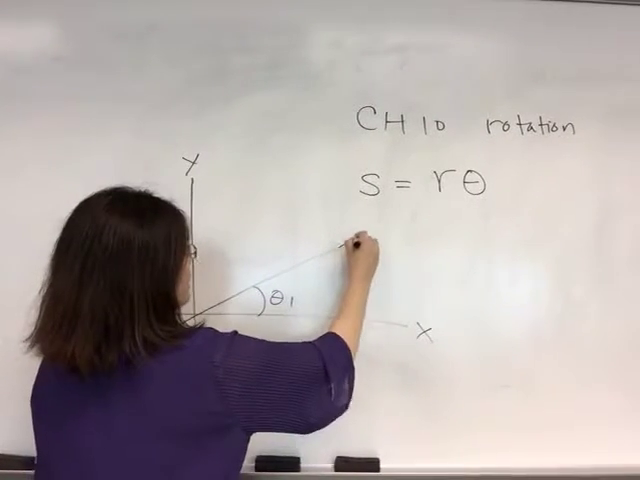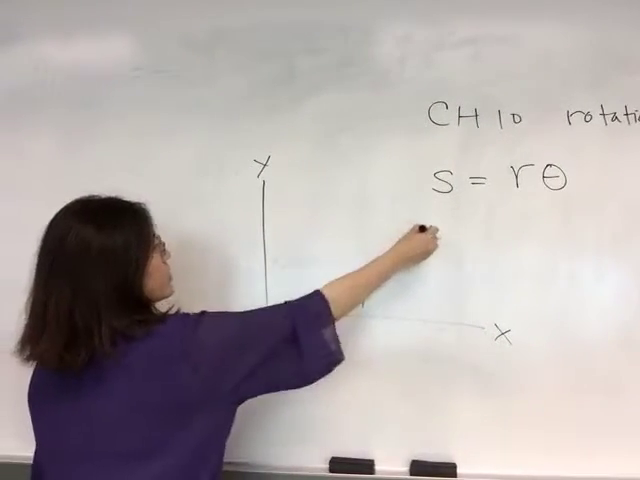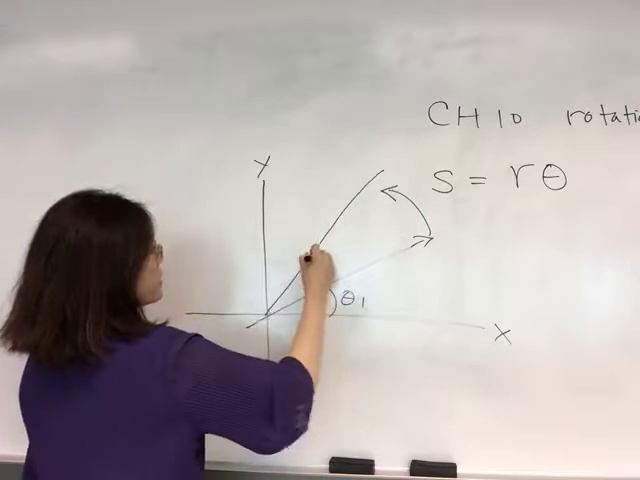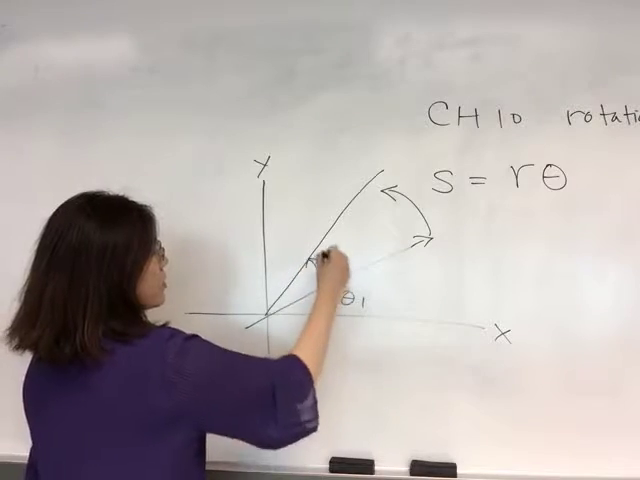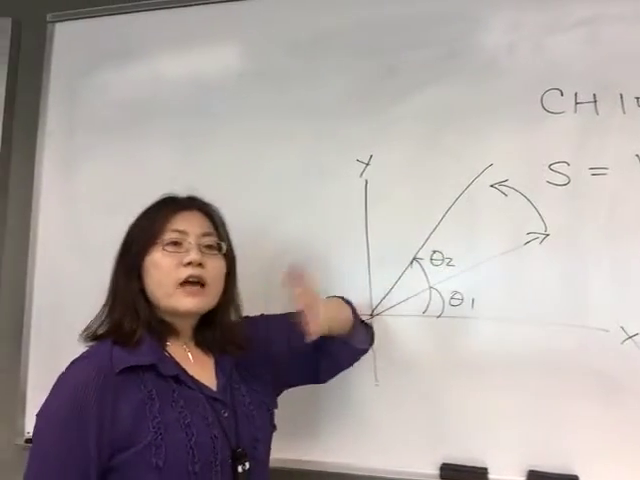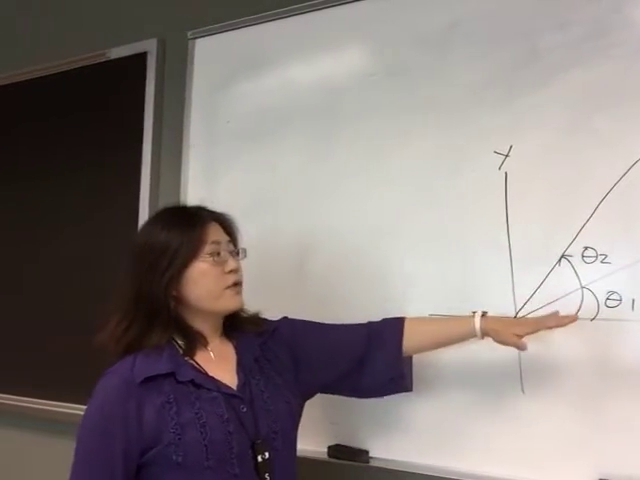So this is your reference point. And then at the next instance, it might travel to the next distance, so they trace out an angle that's called theta 2. Okay? So in other words, this is the top view again. This is not the side view. This is the top view.